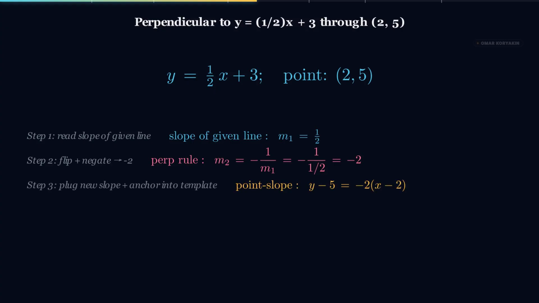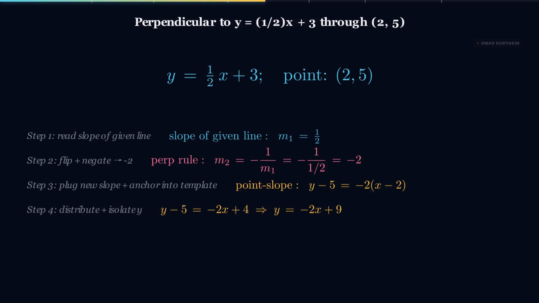Step 3. Use the new slope -2 and the given anchor point (2, 5) with the point-slope template. y minus 5 equals -2 times the quantity x minus 2. The signs are clean here because both anchor coordinates are positive.